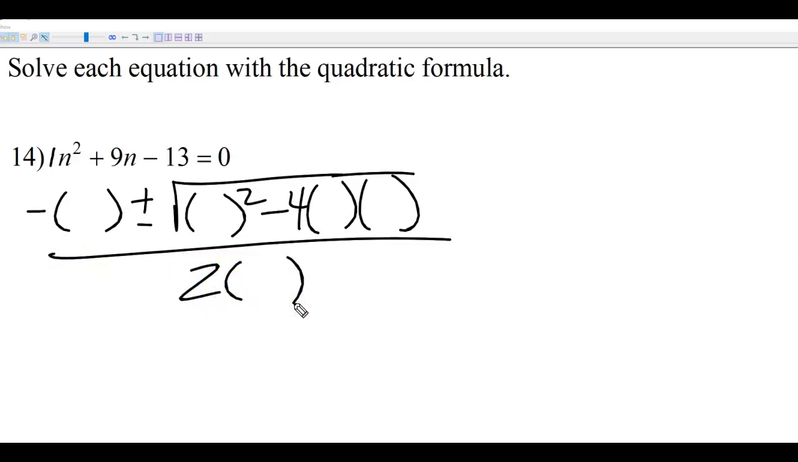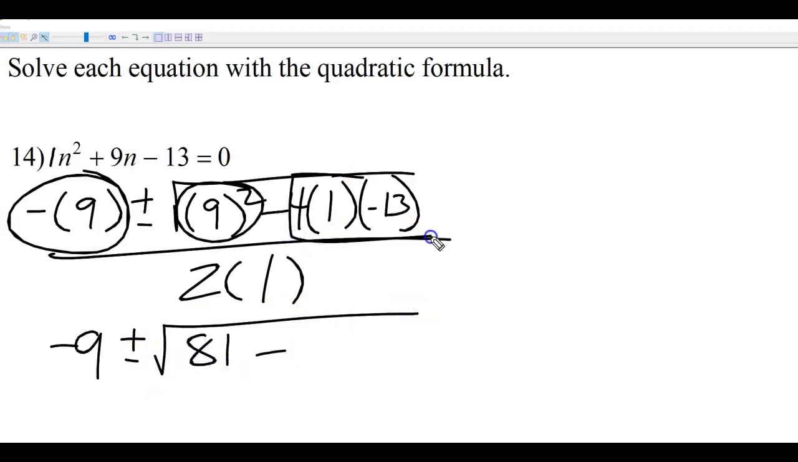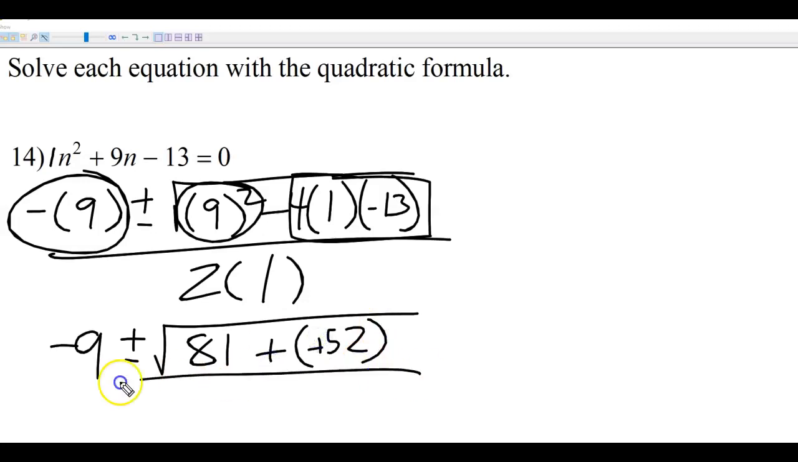Okay, so let's go ahead and plug in the B in the first two spots. The A goes in the next spot as well as on the bottom, and the C goes in. So that becomes negative 9. That becomes 81. That becomes negative 52. So notice I've got a negative 52, but there's also a minus sign there, so those double negatives are going to become positive.